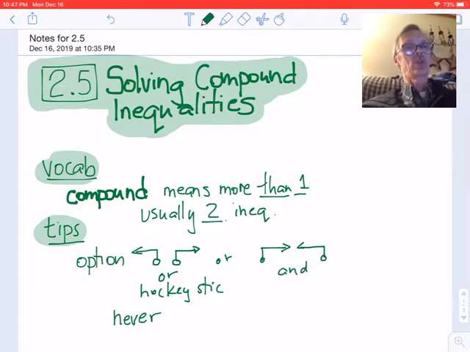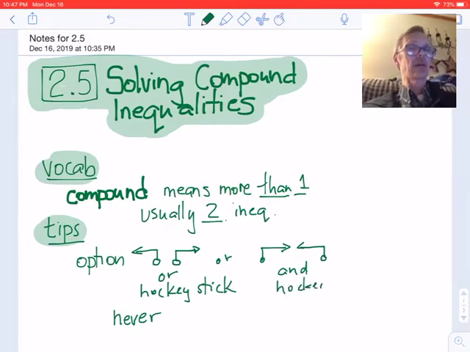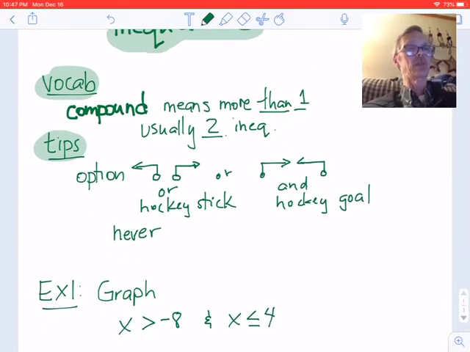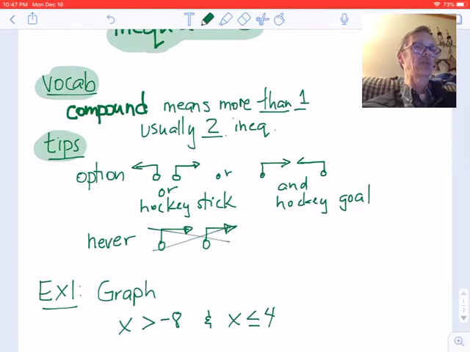Or you'll get two arrows pointing at each other. That's called an AND statement. And again, this reminds me of a hockey goal. So with these two tips, oh, and by the way, you will never get a scenario where your two arrows go the same direction, kind of like this, right? That won't happen. So if that does, it usually means a mistake has happened.